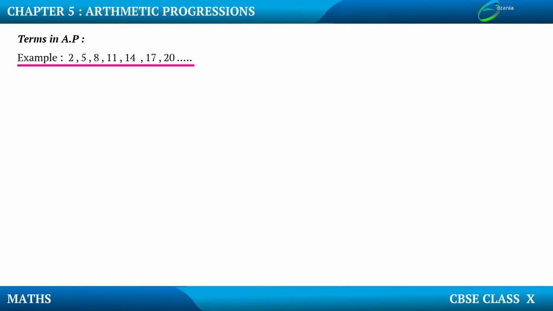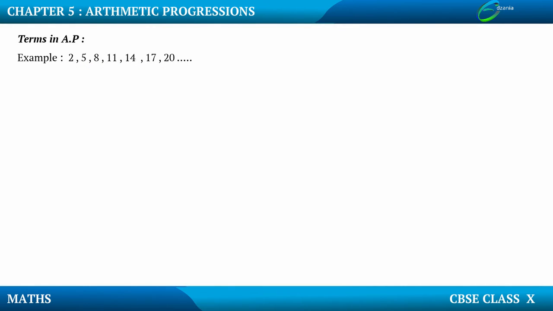First of all, let us identify whether this sequence is an AP or not. To check whether it is an AP, we just see whether the difference between two consecutive terms is constant or not. What is the difference between 5 and 2? It is 3. 8 minus 5, again 3. 11 minus 8 is again 3. 14 minus 11 is 3. 17 minus 14 is 3. And 20 minus 17 is 3. So the difference between any two consecutive terms here is 3. So yes, this sequence is an AP.